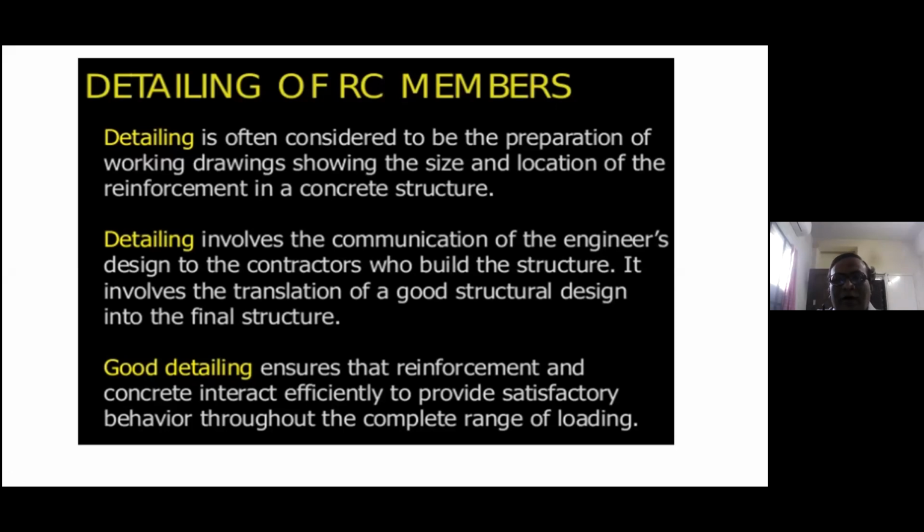Detailing is the preparation of the working drawing, showing the size and location of the reinforcement in the concrete structure. Whenever you design a concrete structure, we all know that it consists of two materials: one is concrete, another one is reinforcement. We prepare the concrete using cement, sand, aggregate, and water, and then we provide reinforcement in the RCC members in the tension zone, because we all know that concrete is strong in carrying compression and weak in tension.